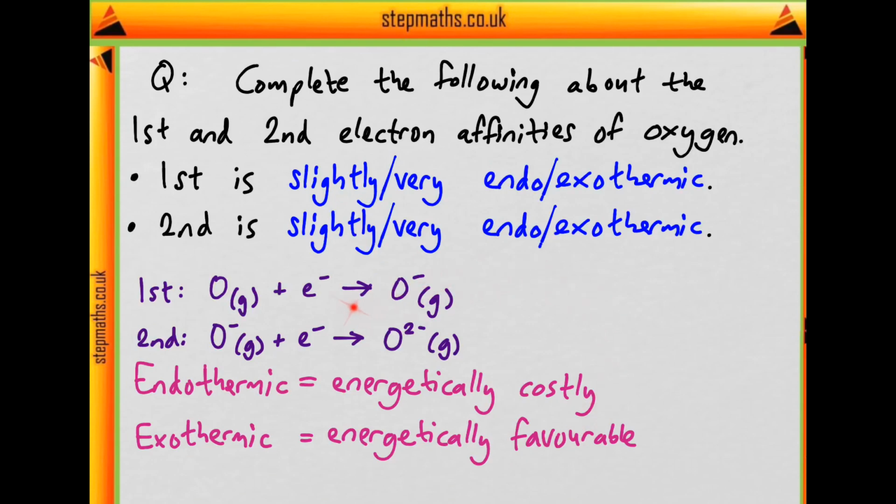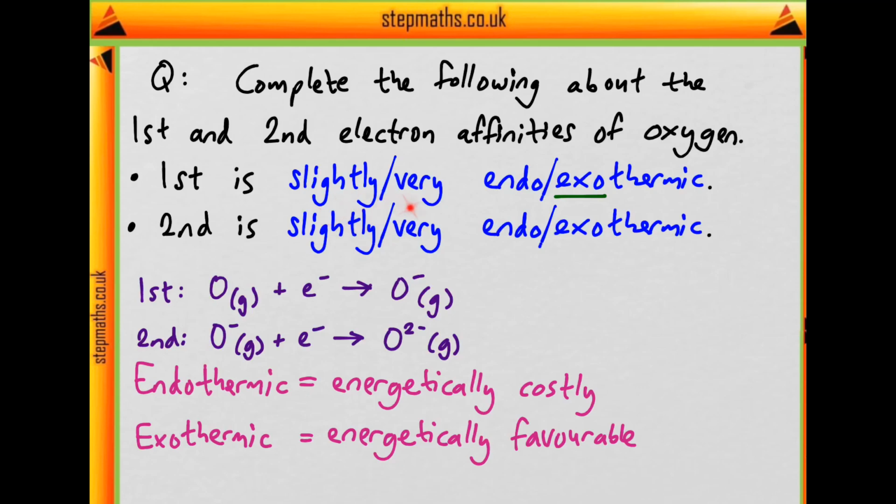So what's the first one going to be? Well, we're adding an electron to an oxygen atom. Do we think this is favourable or costly? Well, oxygen is a very electronegative element, as we know, so it's going to attract an electron and it's going to want to be in the minus charge state. So this is going to be an exothermic process because we know it's favourable.